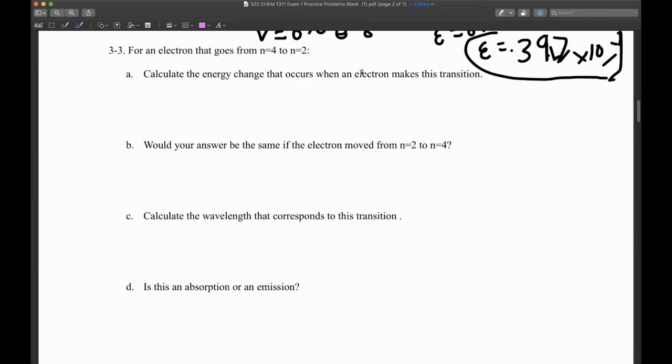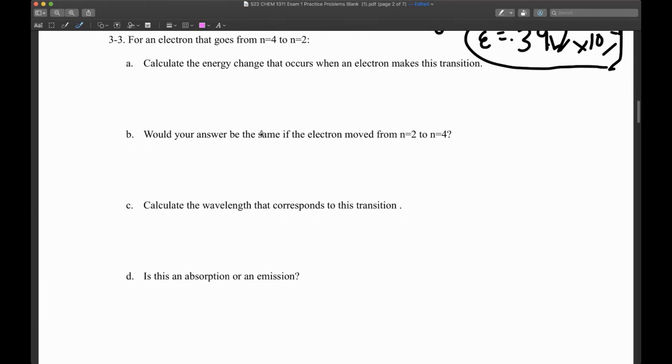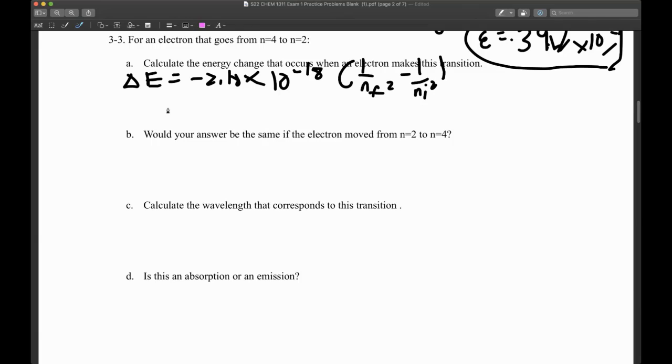Okay, so next is a 4-part problem. For an electron that goes from n equals 4 to n equals 2, calculate the energy change that occurs when an electron makes this transition. Okay, so how do we do this? We take delta E is equal to this formula. And then we plug in what we know.